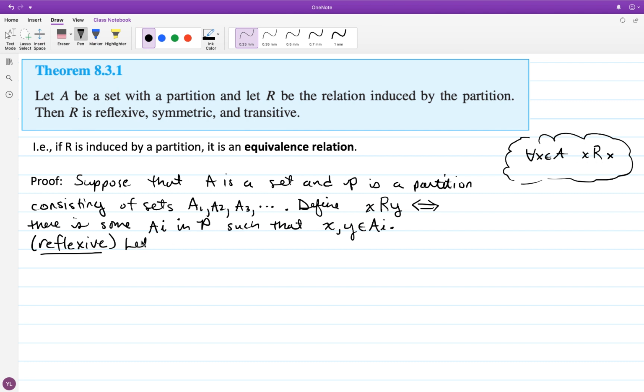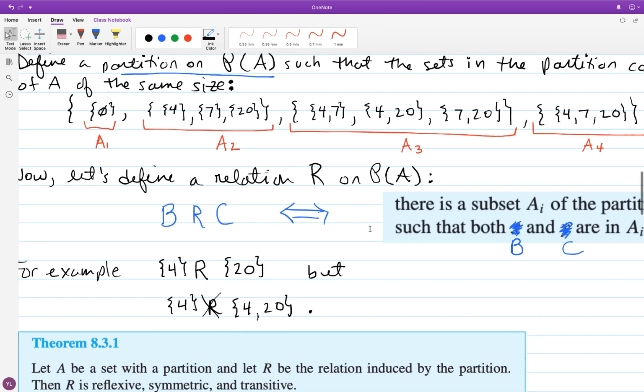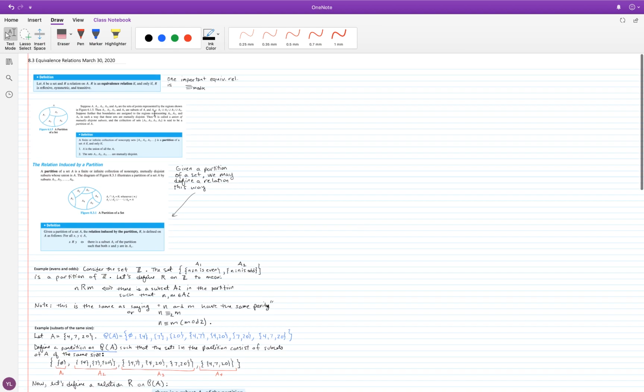So I'm going to go ahead and let x be in A. That first sentence in my proof is guided by the structure of the statement reflexive. And then I have to figure out why it would be the case that x is related to x. Well, what does it mean that x is related to x? It means that there is some Ai in the partition such that x is in Ai. Listing x twice here doesn't really say anything, it just says x is in Ai. Okay, so since P is a partition, why would there be some Ai that x is inside? Well, let me scroll up to the definition of partition. I think I have it here somewhere. And we can figure that out.